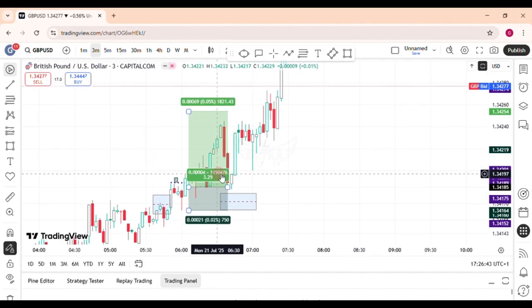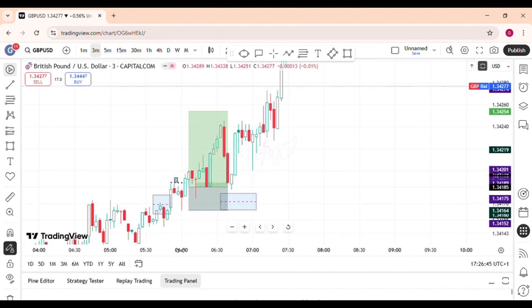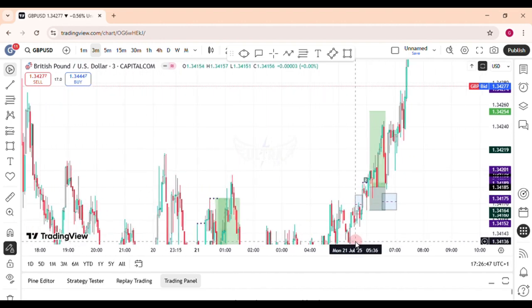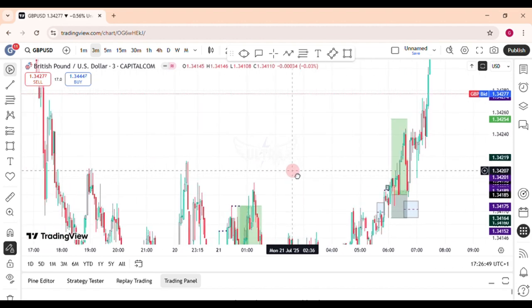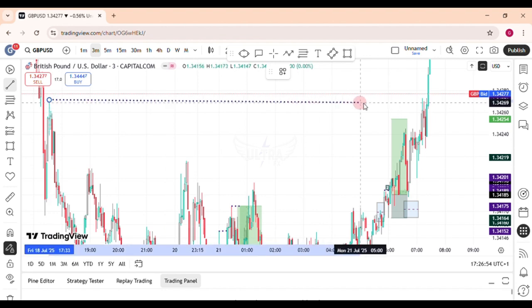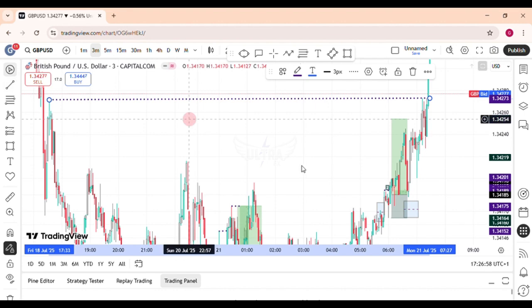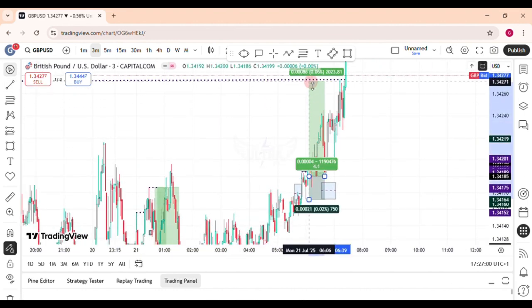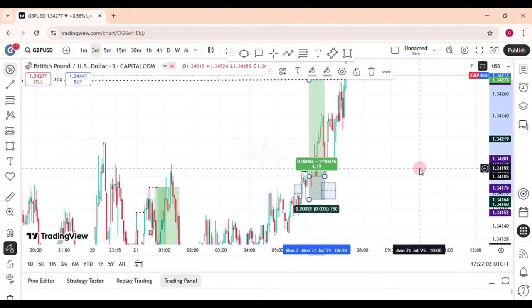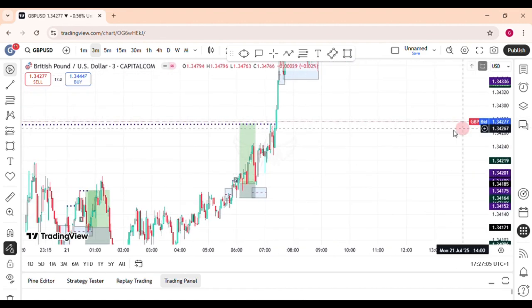So we have an entry here for a bullish trade, and our take profits would be at any previous high. You can either put your take profits here. This would be a risk to reward of 4.19. So we have a 4.19 risk to reward ratio.